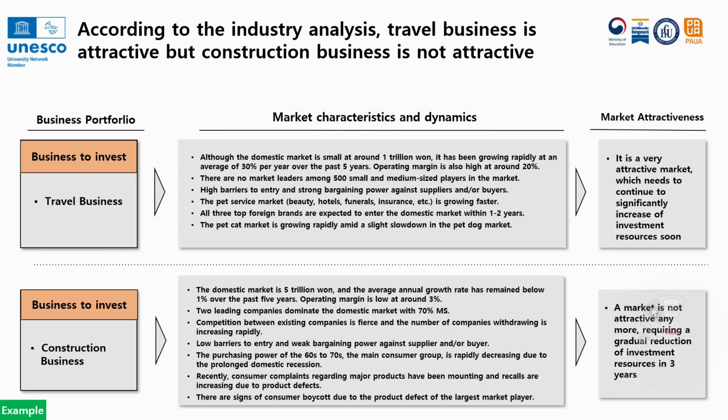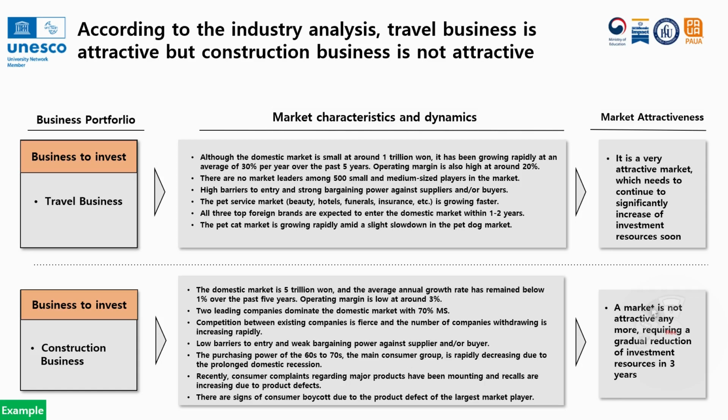And in the construction business, as the second bullet point of the bottom box says, 2 leading companies dominate the domestic market with 70% market share. In a market where a few big players dominate, it would be very tough for small players or newcomers to compete with them.